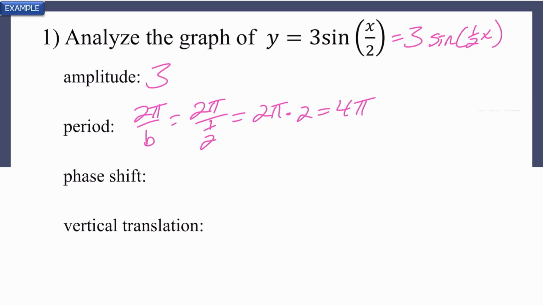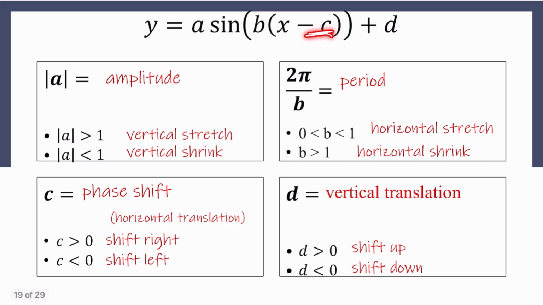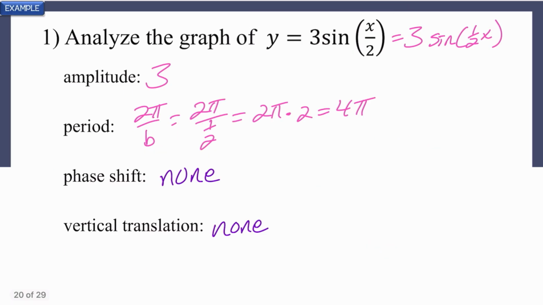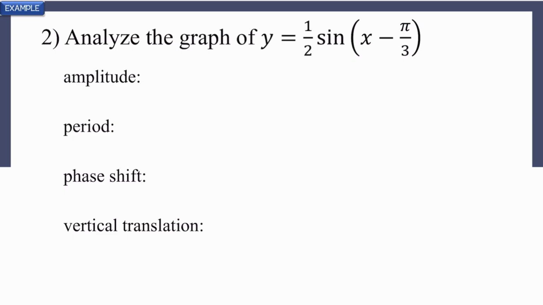The phase shift, since we don't have anything that's being added or subtracted here, there's not going to be any phase shift, so we just write none. And same for the vertical translation. There's no vertical translation here because we don't have any minus c from the x value or any kind of a plus or minus value outside the function. Try number 2 on your own and then check back.